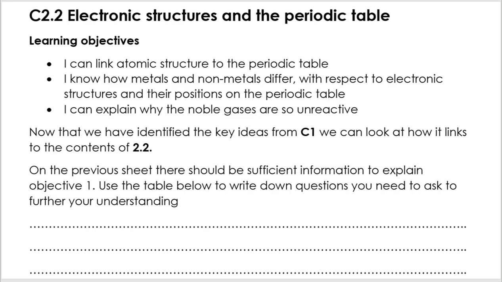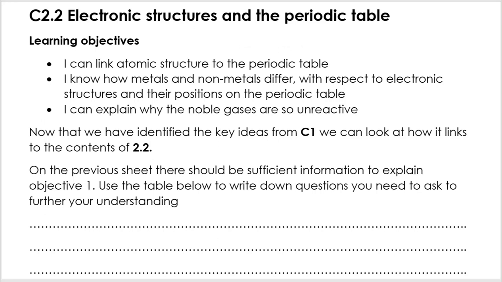So, learning objectives for this one, we're going to link atomic structure to the periodic table. We are going to see the differences between metals and non-metals, and that's partly about where they are on the periodic table as well. And we're going to look at just why noble gases are not reactive at all. Now, there are lots of key ideas throughout this that are already embedded from Chapter 1 from atomic structure. So it is worth looking at the two chapters together.